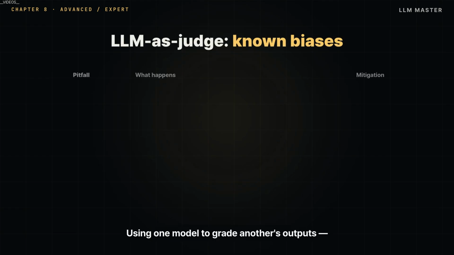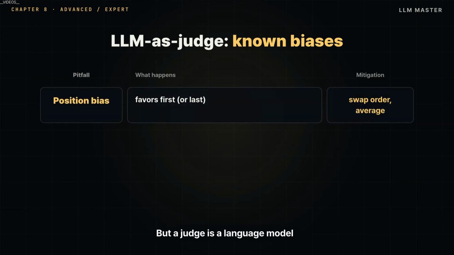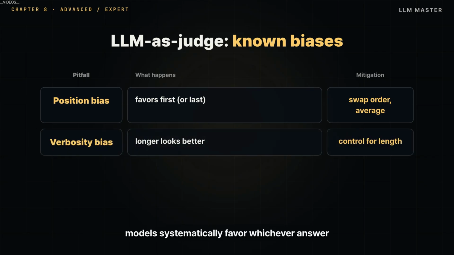Using one model to grade another's outputs, LLM-as-judge, is how you evaluate at a scale humans can't match. But a judge is a language model with a language model's quirks, and if you don't account for them, your scores are noise dressed as rigor. The most infamous is position bias. In a pairwise comparison, models systematically favor whichever answer they see first, or sometimes last. The fix is simple and mandatory. Run each comparison both ways and average, so order cancels out.